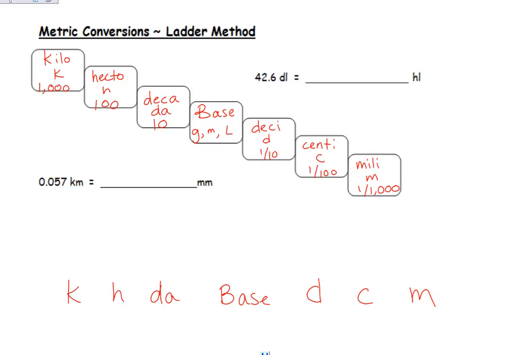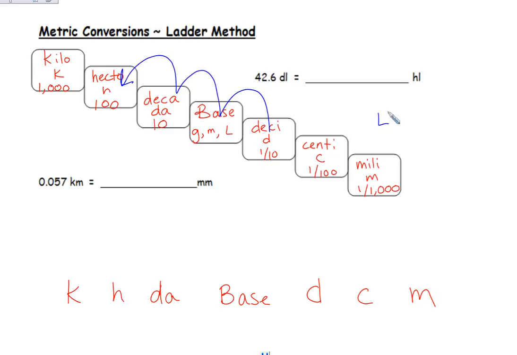So for example, say I have a deciliter and I want to go from deciliter to hectoliter. Deci to hecto: 1, 2, 3. In order to go from deci to hecto, I need to move 3 spots to the left. That's exactly what you do with the decimal spot.